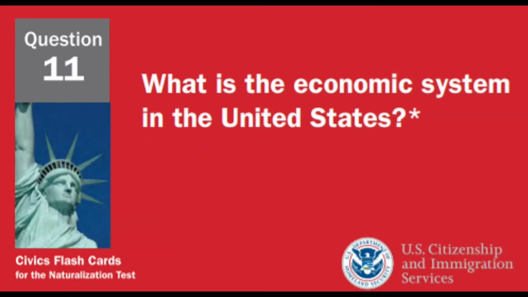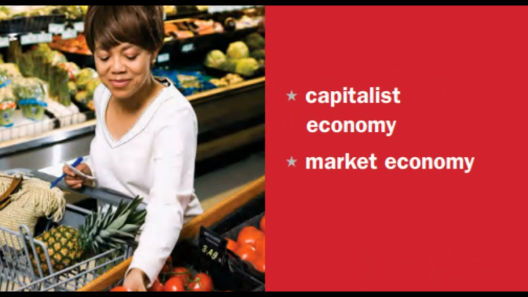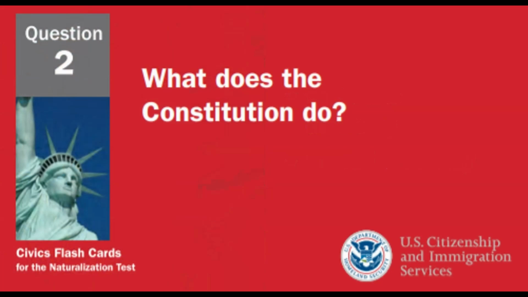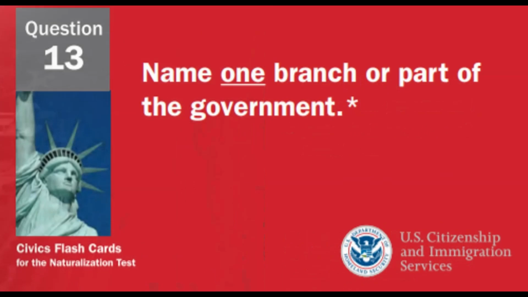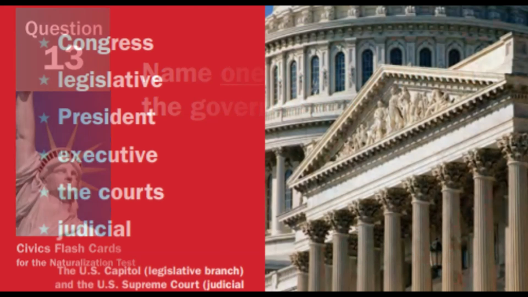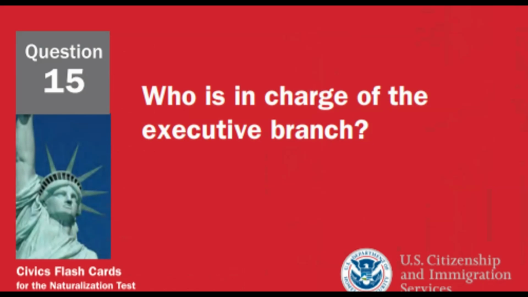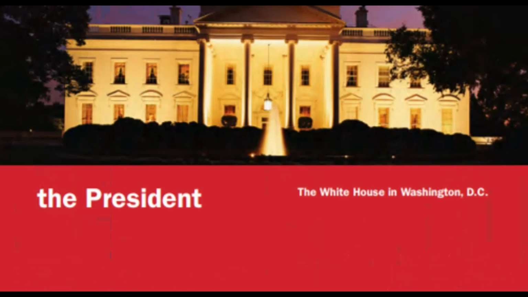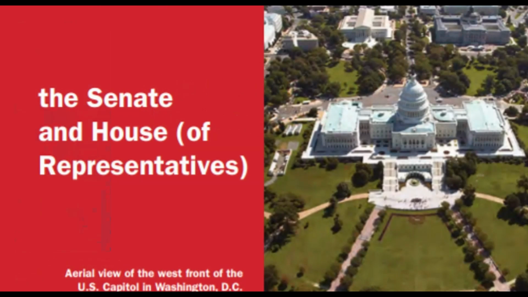What is the economic system in the United States? Capitalist economy. What does the Constitution do? Set up the government. Name one branch or part of the government. The Congress. Who is in charge of the executive branch? The President. What are the two parts of the U.S. Congress? The Senate and the House of Representatives.